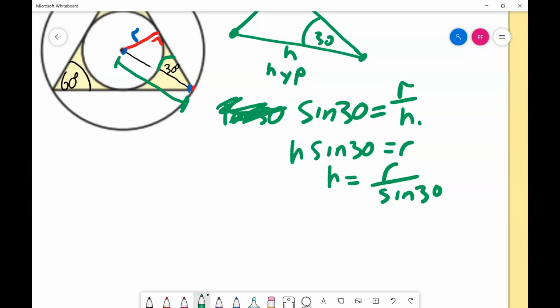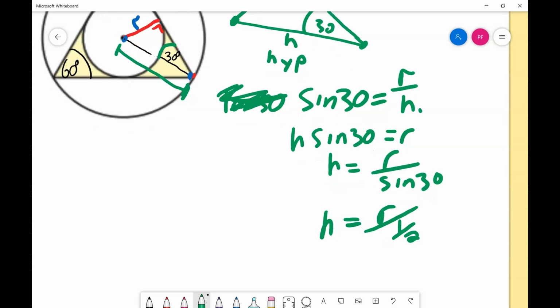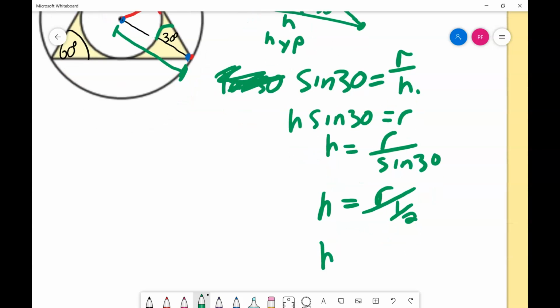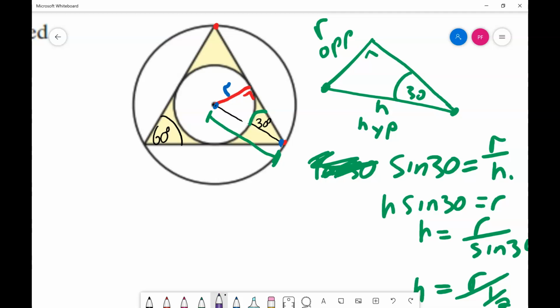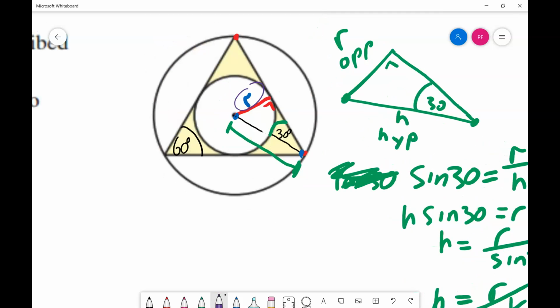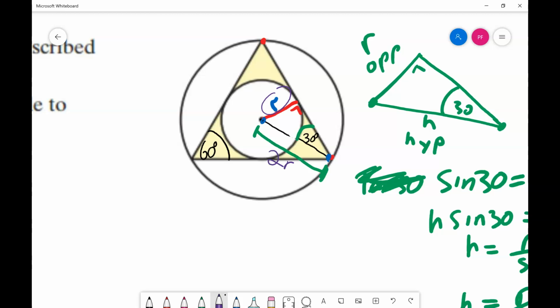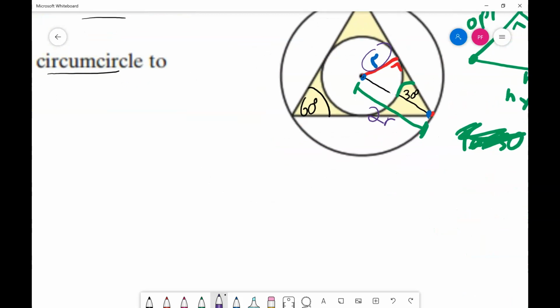If we look up sine 30 or put it into your calculator, or look it up in our tables, the sine of 30 is a half. So h equals r divided by a half. Dividing by a half is the same as multiplying by 2, so h is equal to 2r. So I know that if the radius of the small circle is r, then the radius of the large circle is now 2r. So let's find our areas.